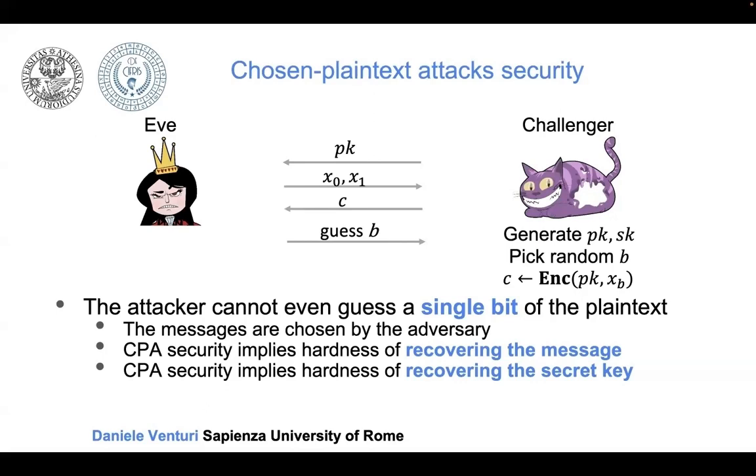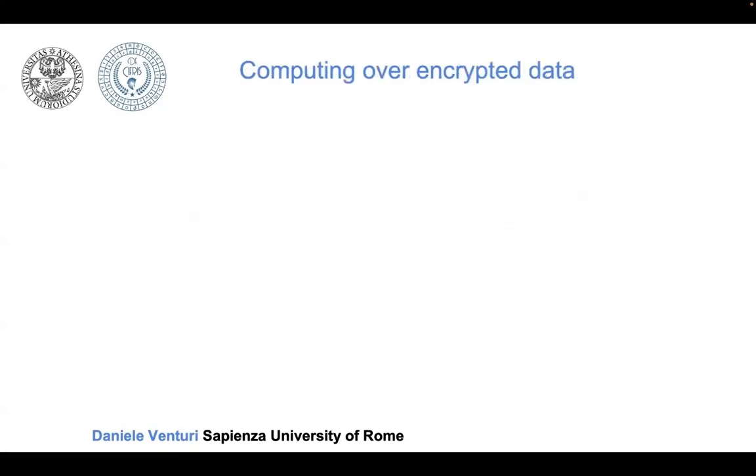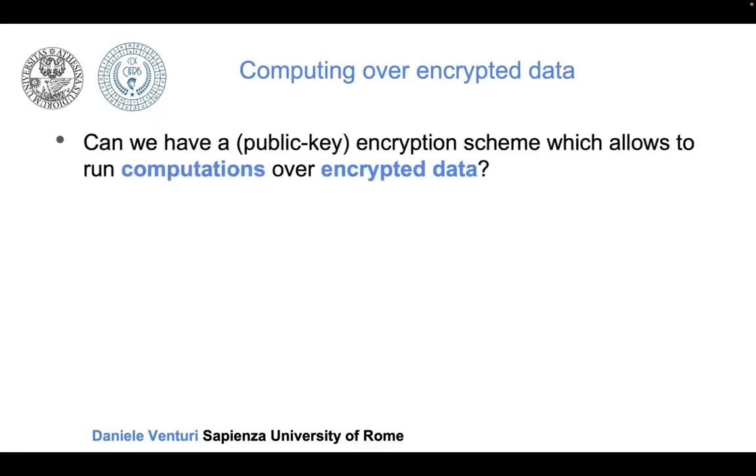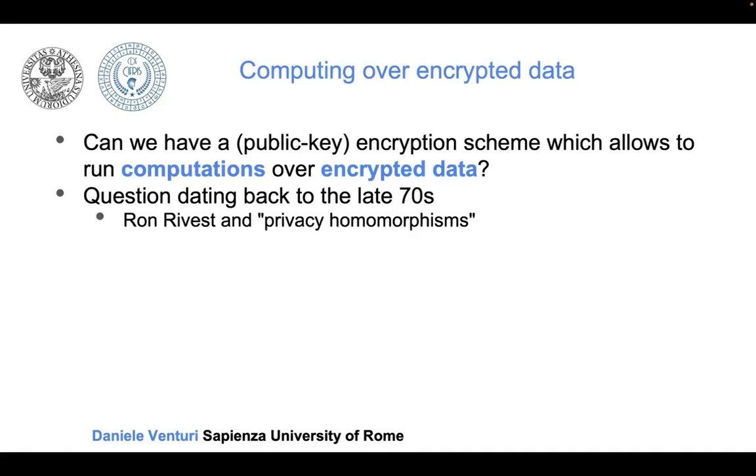Okay, so I take this as granted that this is a standard notion, and then let me bring the main question, which is what we want to talk about today: how to compute over encrypted data. In particular, can we have a public key encryption scheme which allows us to run computations over data which is encrypted? It's a very old question dating back to the 70s. In fact, it was first asked by Ron Rivest under the name of privacy homomorphism.